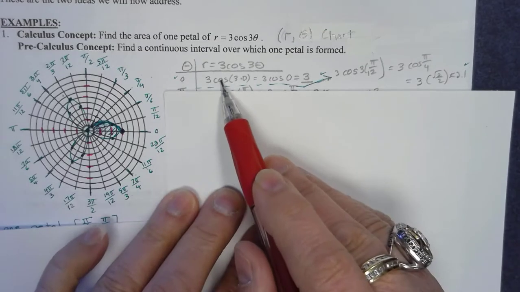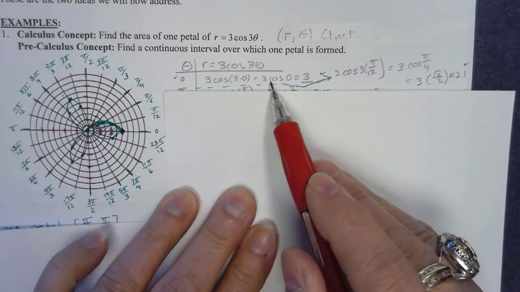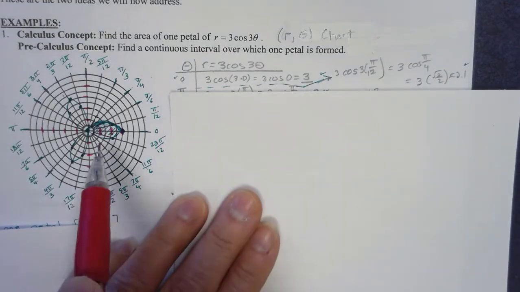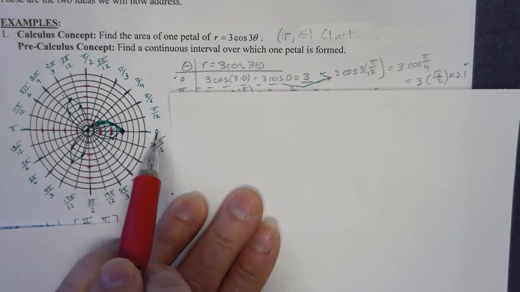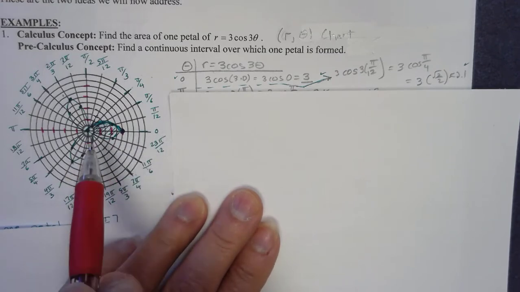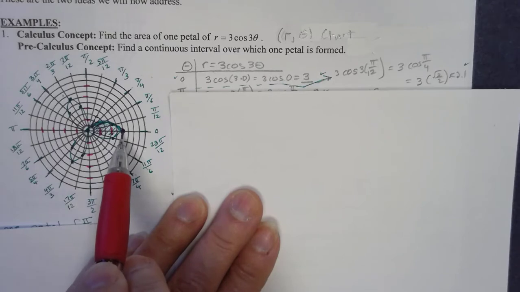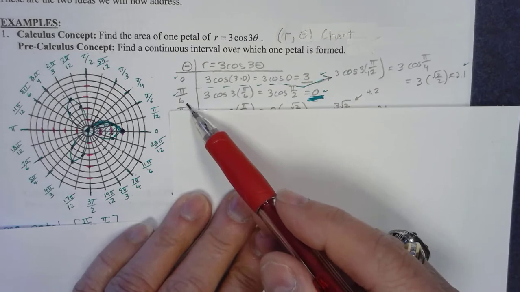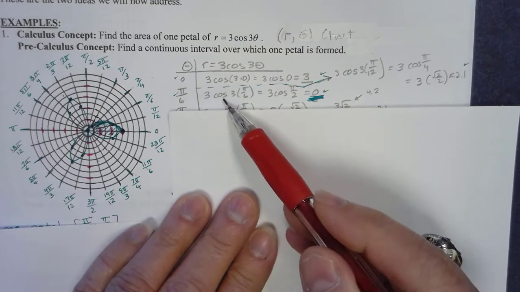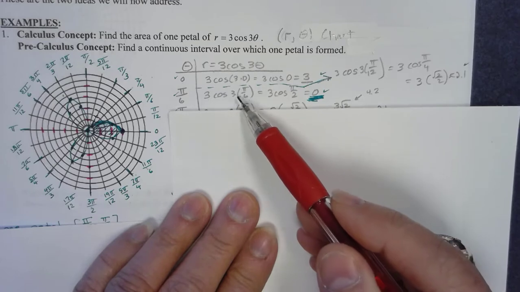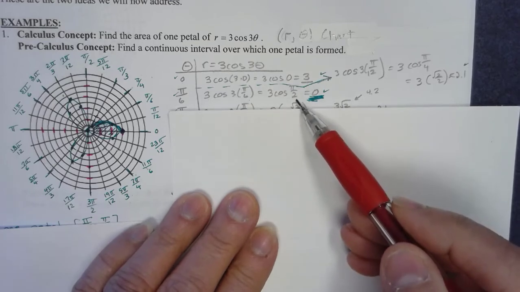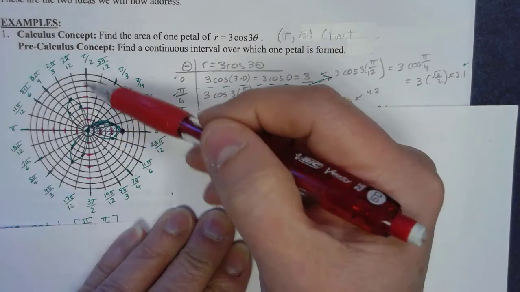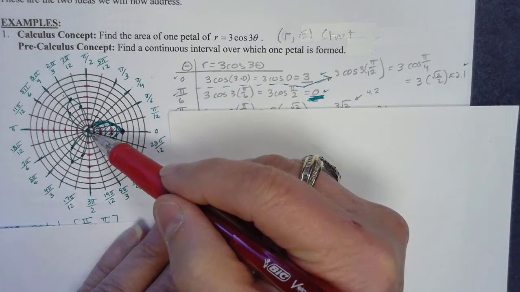At 0, 3 cosine of 3 times 0 is 3 times cosine 0. We know cosine of 0 is 1. 3 times 1 is 3. This means on the radial arm here, where the angle 0 is, I'm going to go out 3 units. There's my point. And so my next unit circle value that I know is at pi over 6. 3 times cosine of 3 times pi over 6. Guess what? 3 times pi over 6 is pi over 2. Now, I know cosine of pi over 2 is 0, so at the pi over 2 radial arm, I'm at 0, so I'm at the pole.